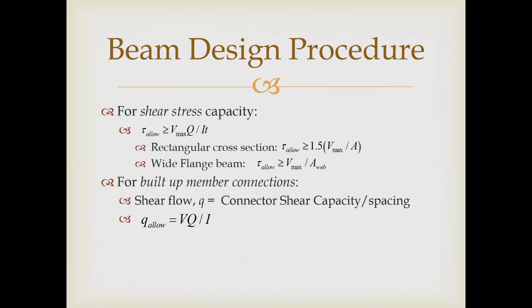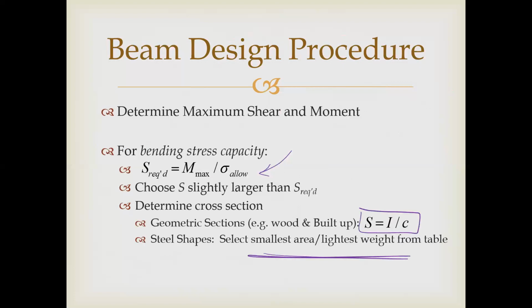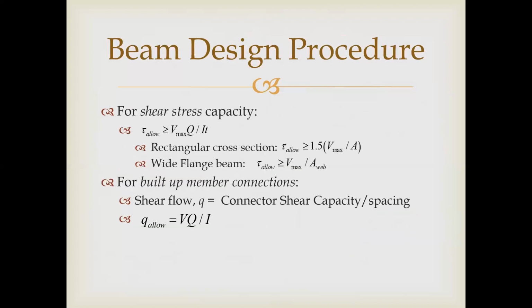As I've said before, for beams, we're generally designing them for moment and then checking them for shear. So that would be the procedure I would do. I'd pick my S based on the moment over the normal stress. Then with that S, I'd check that I have sufficient shear strength using VQ over It. And remember that you can simplify that for a rectangular cross-section to 1.5 times V max over A. Or for a wide flange beam, it's just the maximum shear divided by the area of the web.